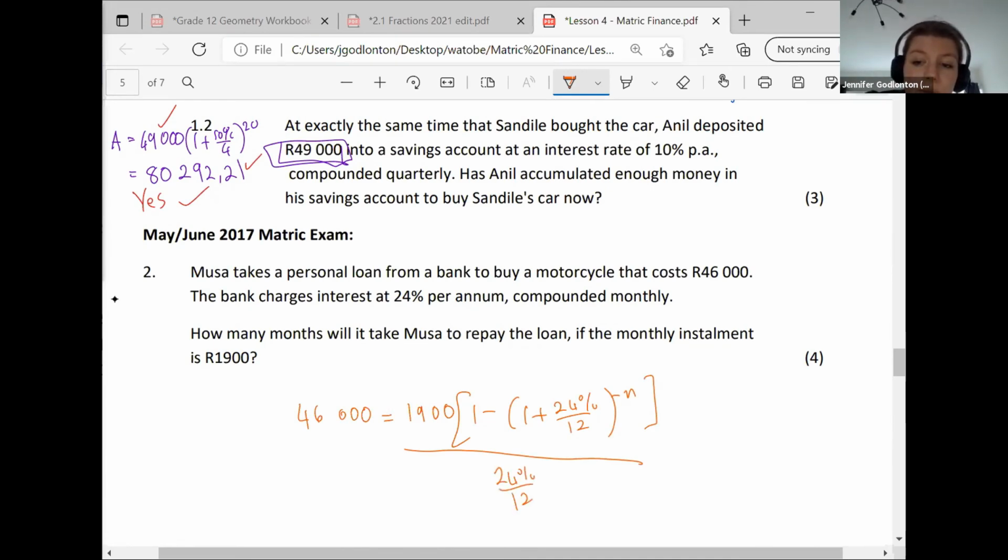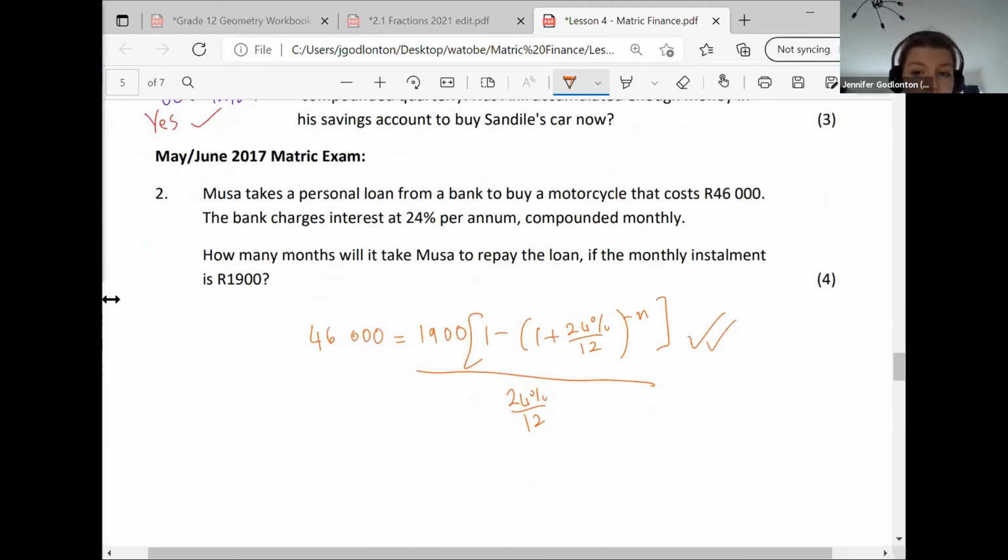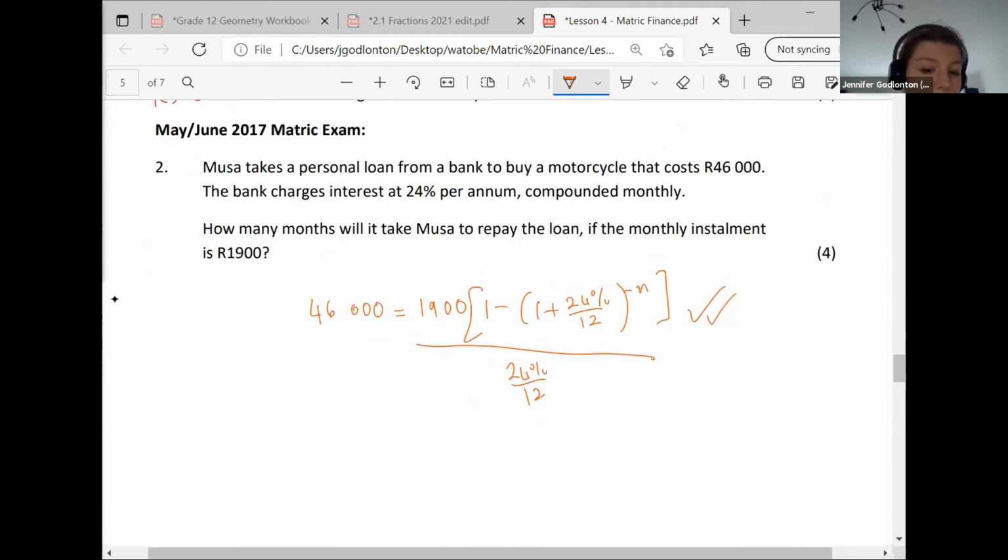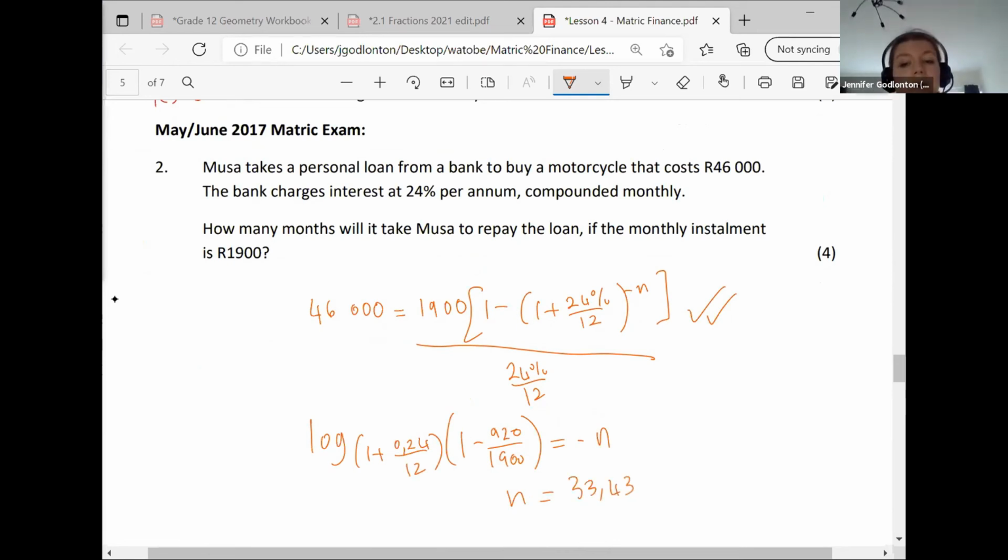You're going to manipulate this, and then you're going to be putting it into your logs. Your logs will eventually look like this. And you should see that n is equal to 33.43. And so that is how many payments would be needed. So 33 payments of 1,900 and one smaller payment.